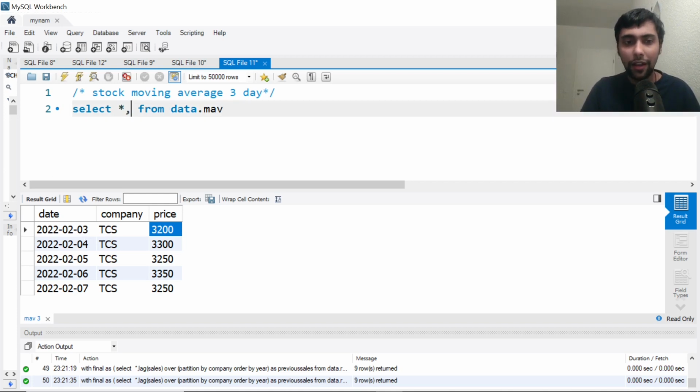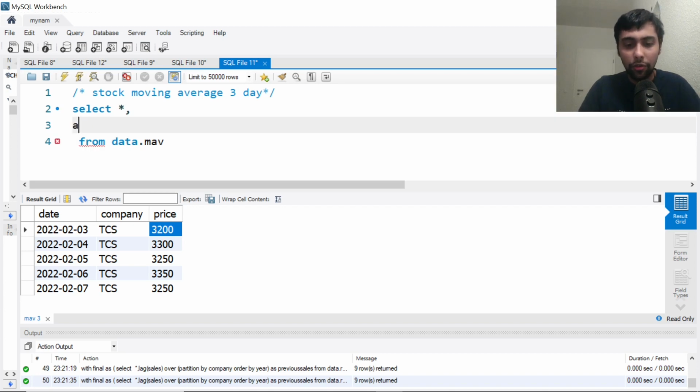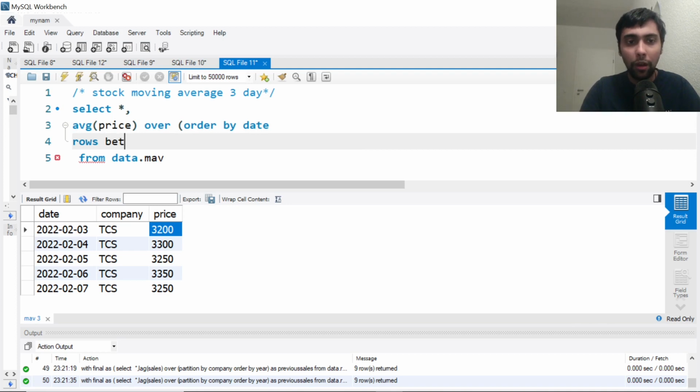Okay, so I'll, as usual, select everything. And here, so I need to find the average, so I can obviously put average of price, right, that particular column. And then obviously over, there's only one company, so no need to do partition. Obviously you want to do it ordered by date, right? That's important. Now to find 3-day moving average, what do you incorporate? So we have to use the rows between clause. So for 3-day moving average, you can say rows between two preceding and current row. Okay. So basically the two previous rows and the current row, you take an average of those three values.